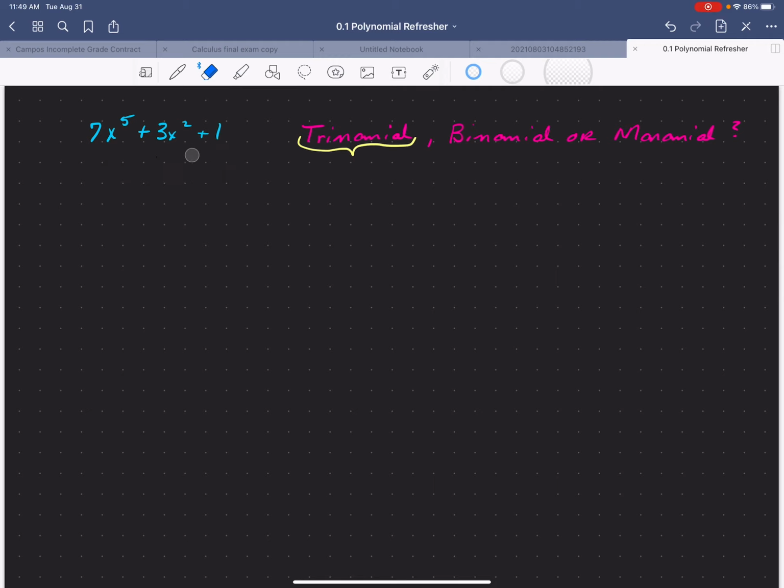Okay, so that's the basics of the vocabulary that we're going to use around polynomials. If you need a refresher on polynomial multiplication, I'll link a video in the notes.